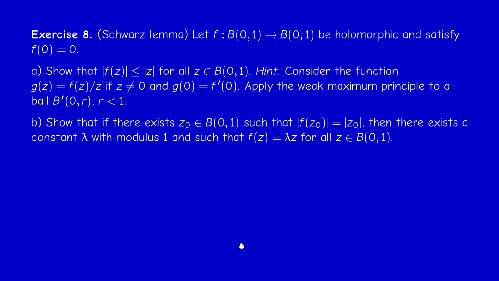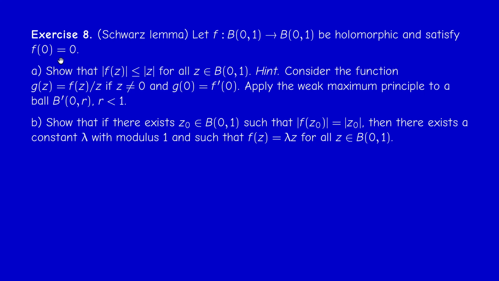Next exercise, Schwarz lemma. We have a holomorphic function from the unit disk to itself, which vanishes at 0. We have to show first that the modulus of f of z is less than or equal to the modulus of z. And we gave a hint. We have to consider the function g which is equal to f of z over z if z is different from 0, and g of 0 equal to f prime of 0. Why f prime? Because I need a continuous function.